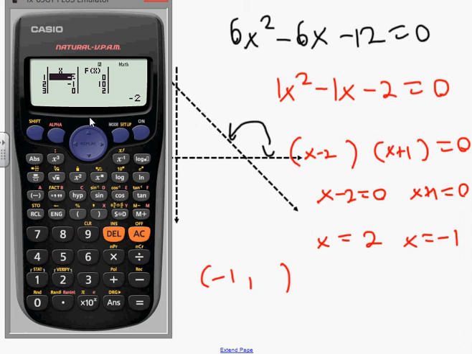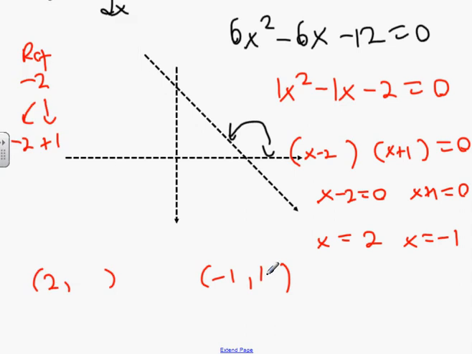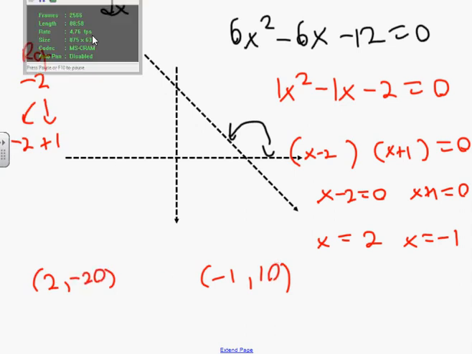So -2, 0, and the other one. Okay, so 2 minus 20 and minus, was it -110? -110 and 2 minus 20. Okay, lads, what question?